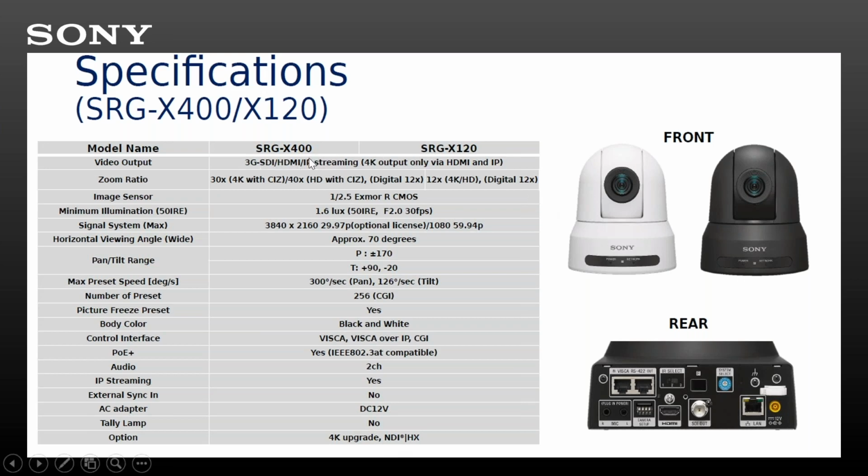The SRG X400 has 30 times clear image zoom capabilities. However, on the SRG X120, there is no clear image zoom. There's only 12 times digital. So that makes this the ideal camera for small to medium-sized room spaces.